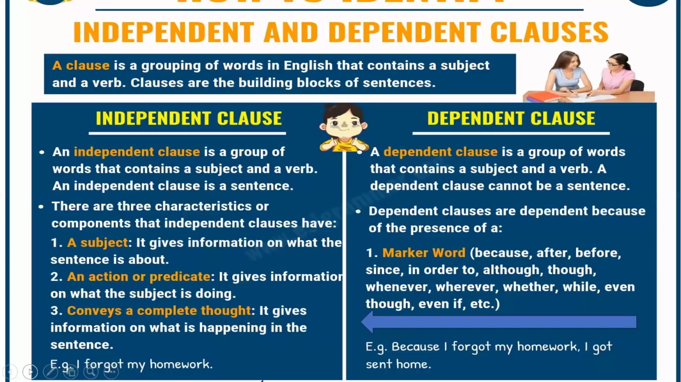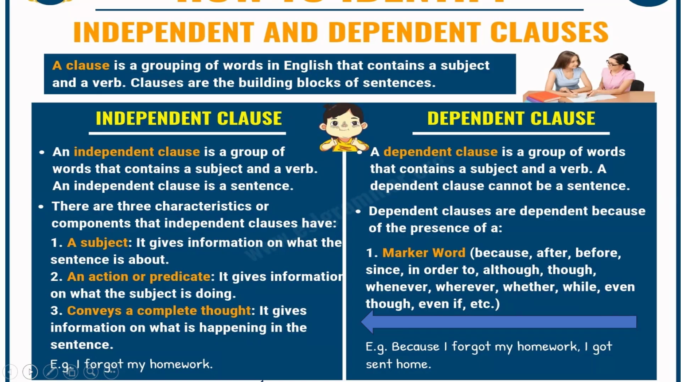Independent and dependent clauses differentiation is again given. So we have learned all that. Independent clauses consist of a subject and a verb. We have learned three characteristics of independent clauses, based on sentences and based on function.